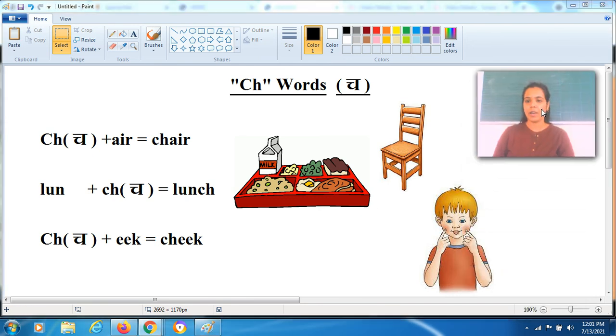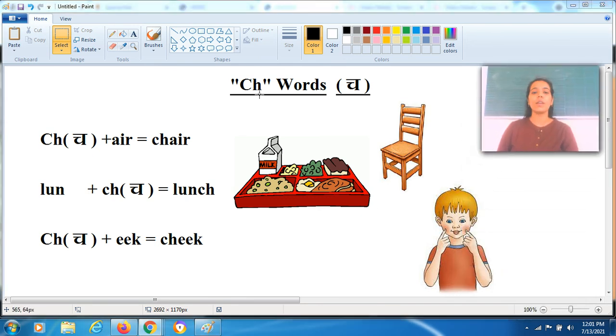Over here you have to focus. Students, today I will introduce you to the CH words. Previously we did the SH words, which give the sound sh. And today we are doing the CH words. Wherever you see this blend, it will give you the sound ch, whether it is in the beginning or in the ending. It will give you the same sound, so you have to keep it in your mind that CH gives the ch sound.